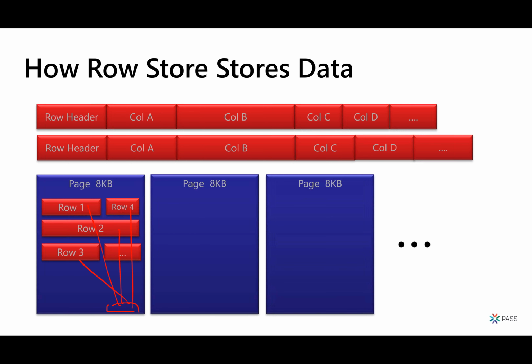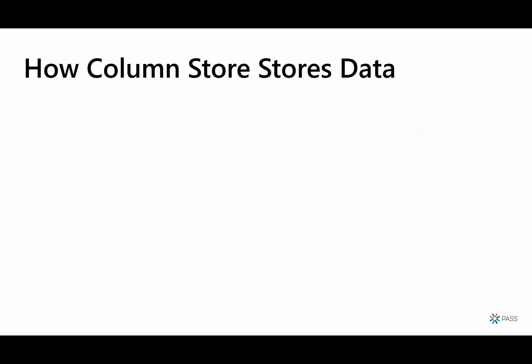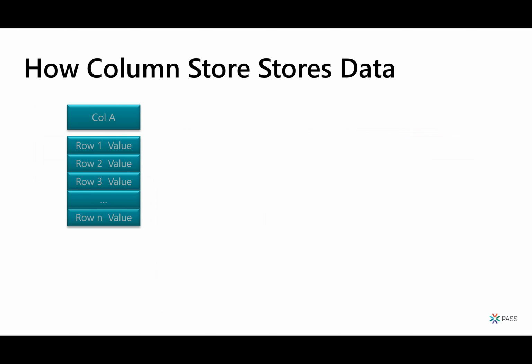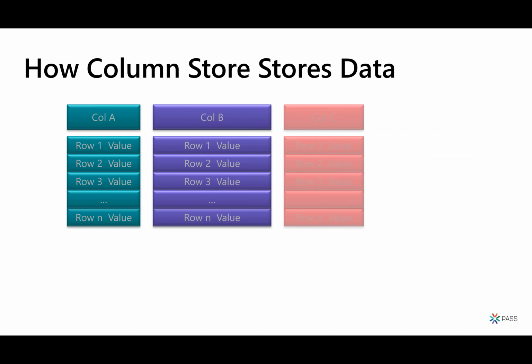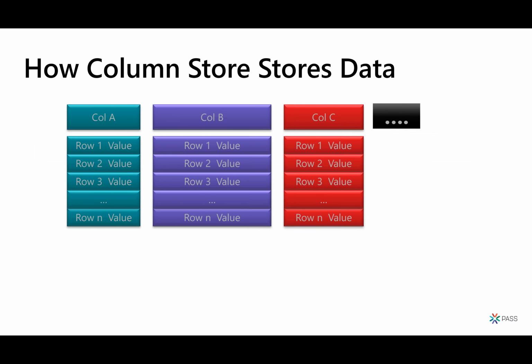So how does column store store the data? We have basically the same table. We have column A, and then column store stores first row, second row, third row, all the way to the nth row in one segment. And then the same goes for column B, C, D, and so on. Yeah? So instead of row by row, it stores the data column by column, hence the name column store.